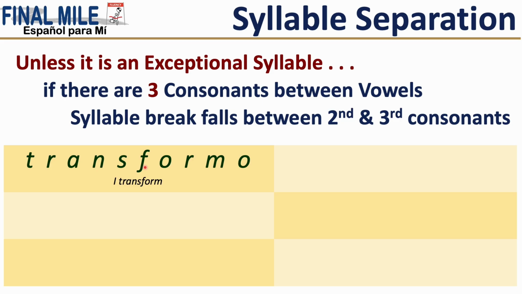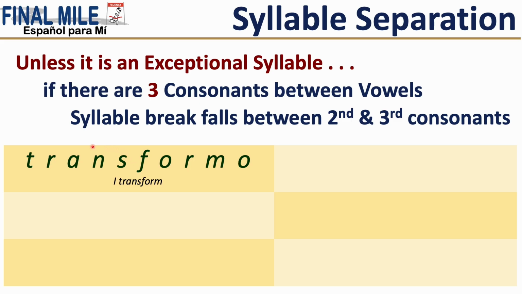Okay, what does the rule say? Unless it is an exceptional syllable. We do not have an exceptional syllable there. The break goes between the second and the third right here. First, second, third. Now we're counting left to right. It is also consistent with the quick rule. Remember the tips? Whenever an S is followed by a consonant, the break goes there. The rules are consistent. So we have our first syllable.